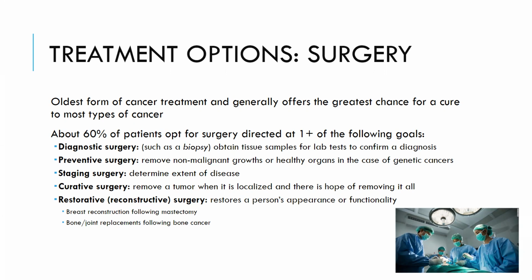Preventative surgery would be removing non-malignant growths or healthy organs in the case of genetic cancers. So this might be the removal of, like I said, a benign mass, or as in the instances I covered on the previous slide, removing things like healthy breasts, ovaries, things of that nature to prevent a genetic cancer, hence the name preventative. A staging surgery is kind of like a diagnostic surgery. It's not really removing anything per se, but we're going in to determine the extent of the disease to set up a curative surgery down the line.